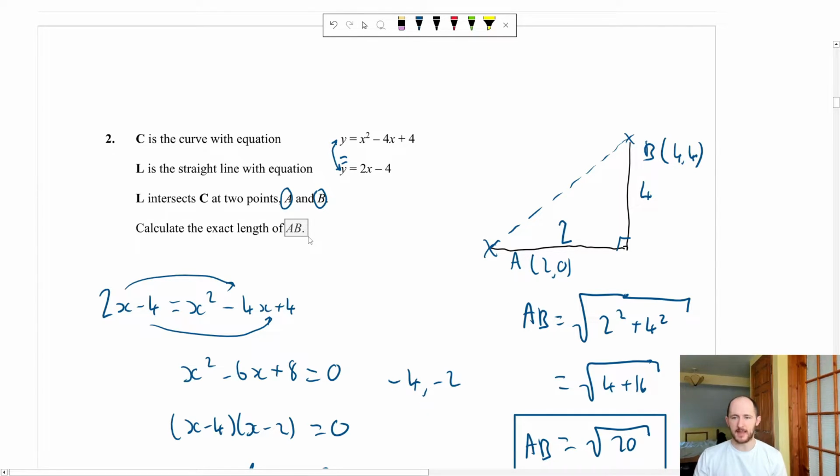I wanted the length AB, which means I need the coordinates A and B. How can I get that? Well, they tell me that these two things intersect, so I need to equate them. Remember, they have to give you enough information to do the question. So that means all of this information is useful. All of it.